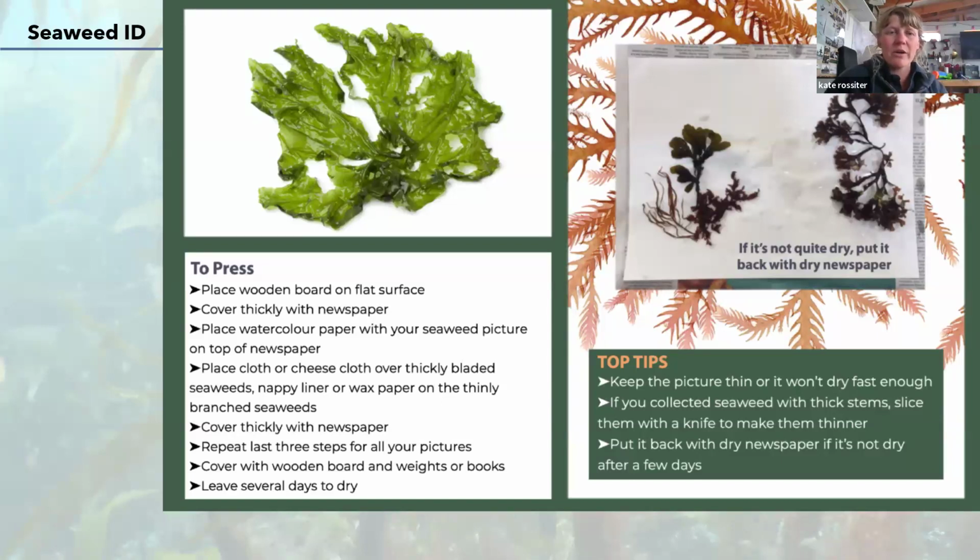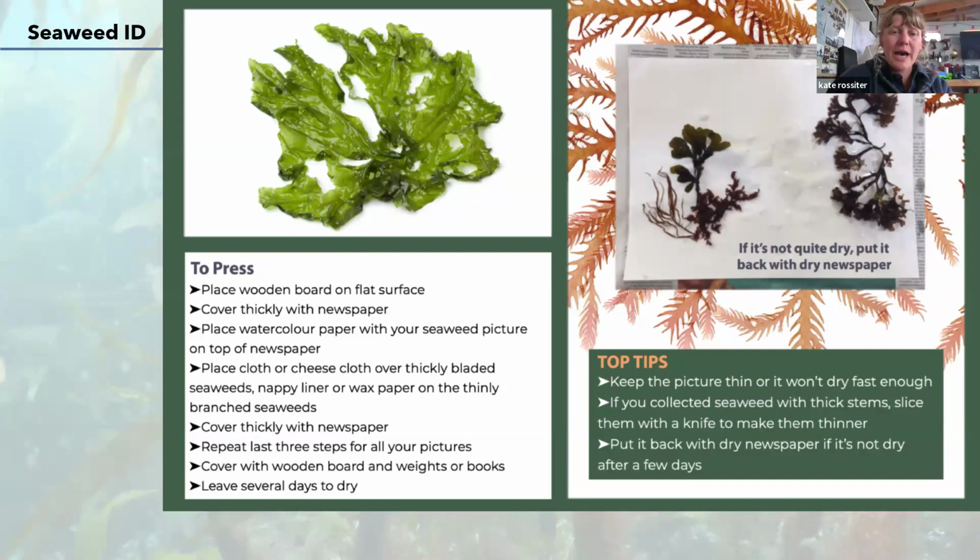So here's just a walkthrough. Basically, place a wooden board on a flat surface, cover with newspaper. This can be your absorbent pad. Place a watercolor paper with your seaweed on top of that. And then you're going to use cheesecloth for the thickly bladed seaweeds like kelps or maybe like Dilsea carnosa. You can use a nappy liner or wax paper for your thin species so they don't get stuck in that cheesecloth. And that's just going to protect that seaweed from getting picked up by the newspaper instead of the watercolor paper.